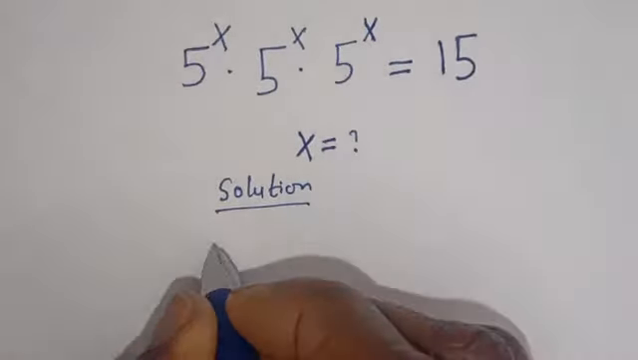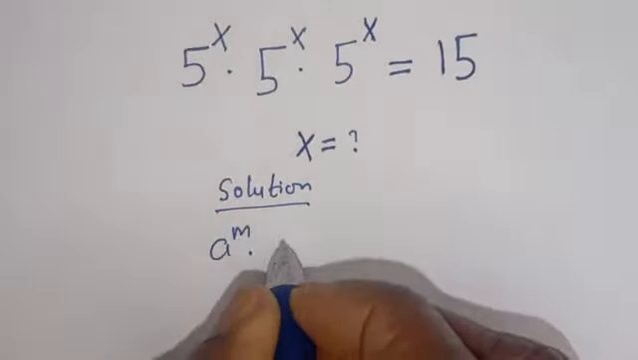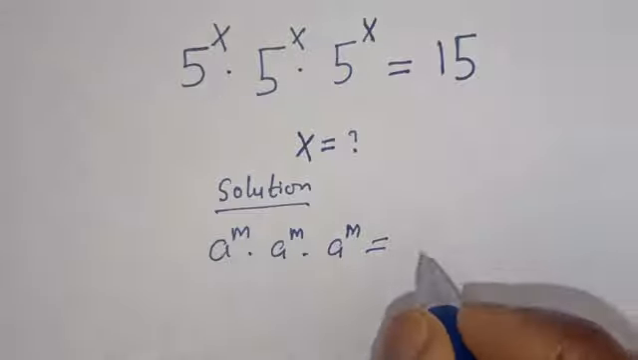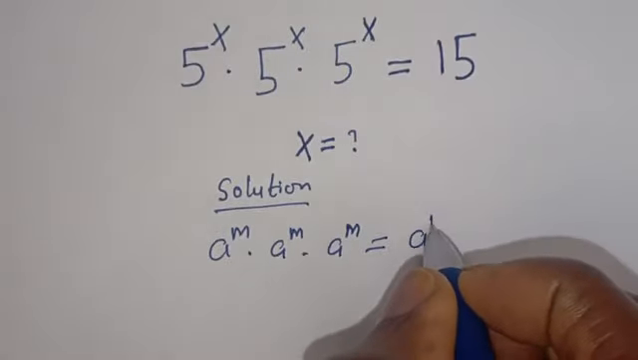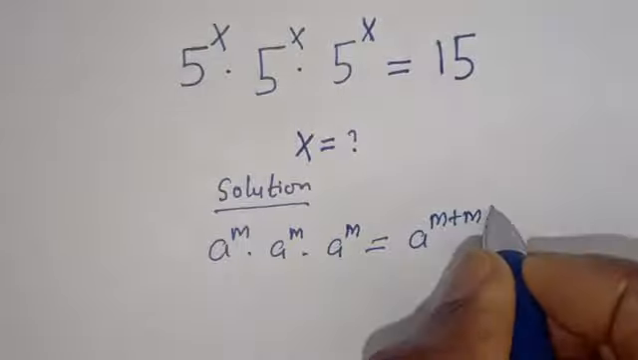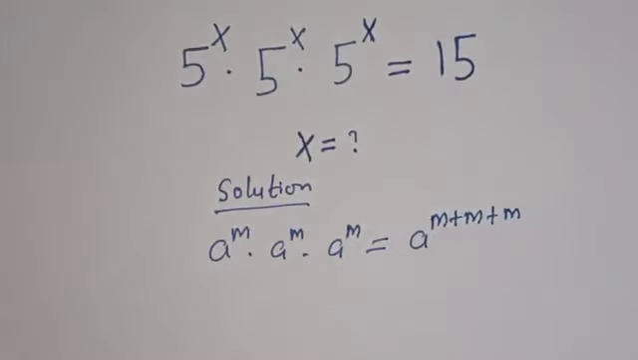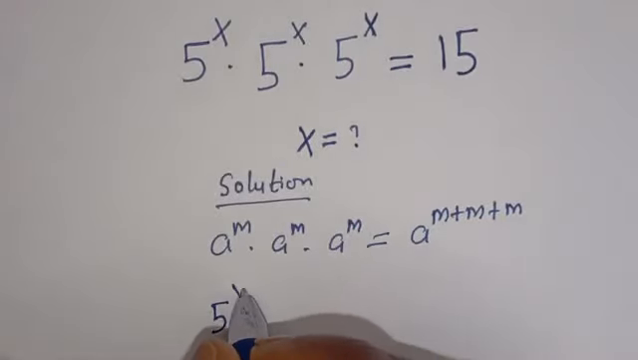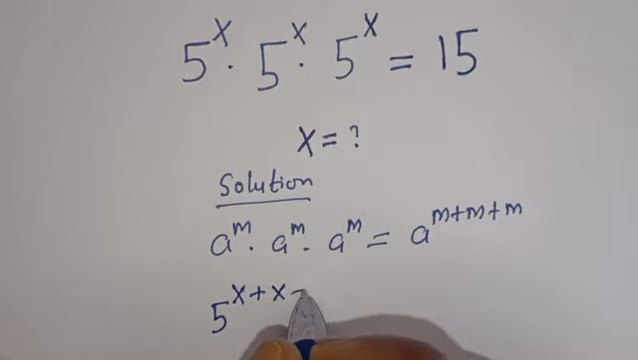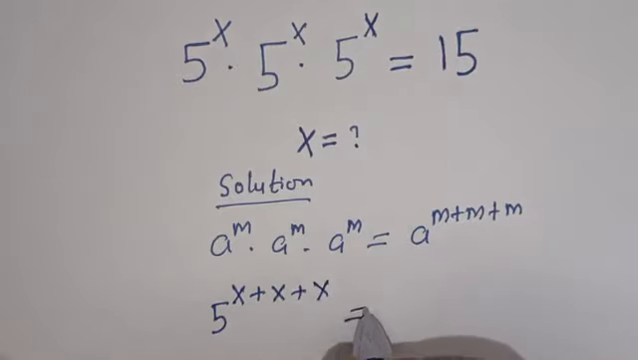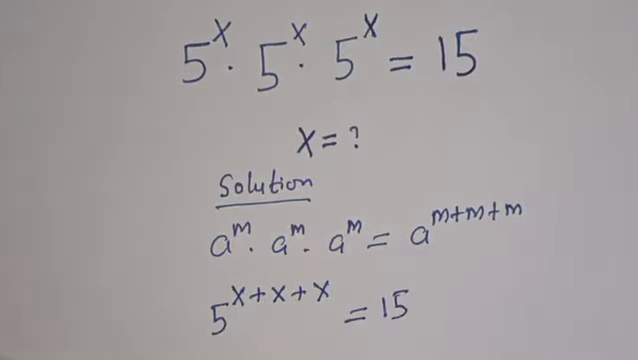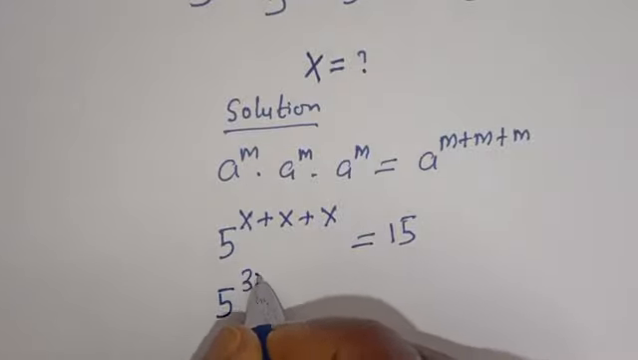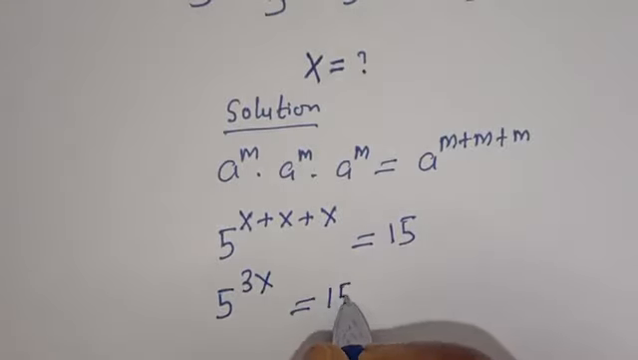Take note of this: if you have a to the power of m multiplied by a to the power of m multiplied by a to the power of m, this is equal to a to the power of m plus m plus m. Then here we have 5 to the power of x plus x plus x is equal to 15. Now we have 5 to the power of 3x is equal to 15.